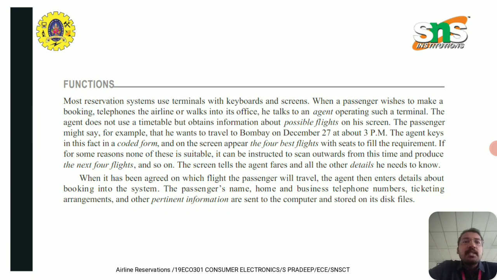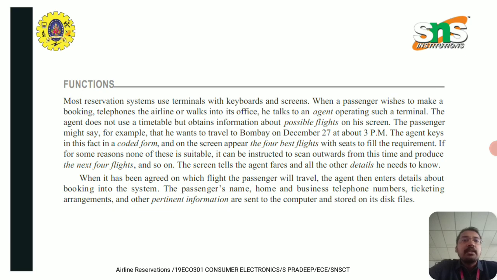Function: most reservation systems use terminals with keyboards and screens. When a passenger wishes to make a booking, he telephones the airline or walks into its office and talks to an agent operating such a terminal. The agent does not use a timetable but obtains information about possible flights on his screen. The passenger might say, for example, that he wants to travel to Bombay on December 27th at about 3 pm. The agent keys in this fact in coded form, and on the screen appear the four best flights with seats to fill the requirement.